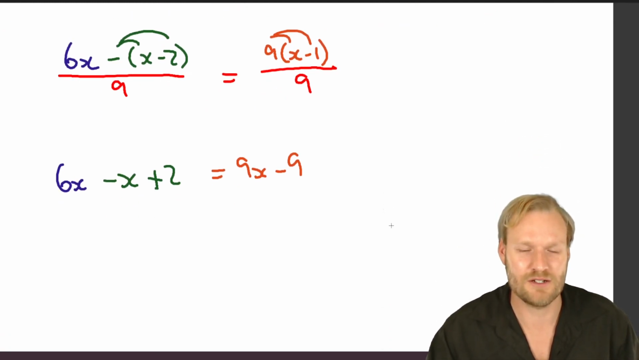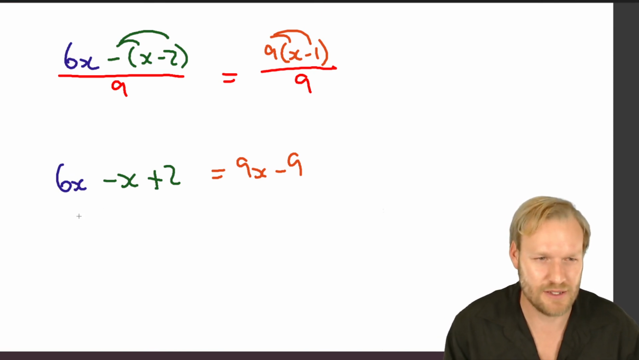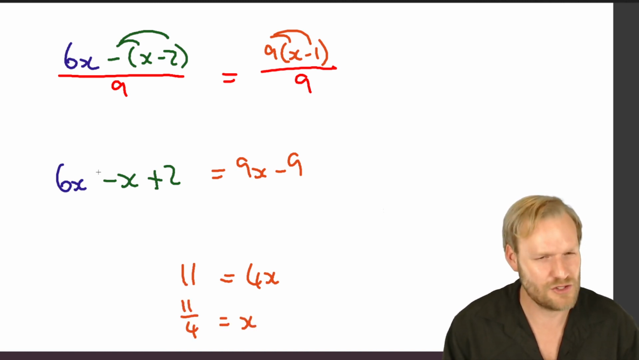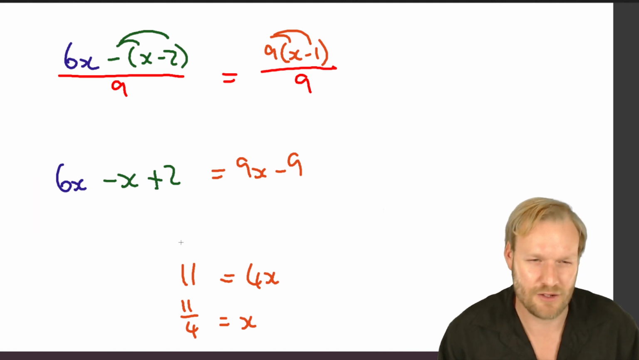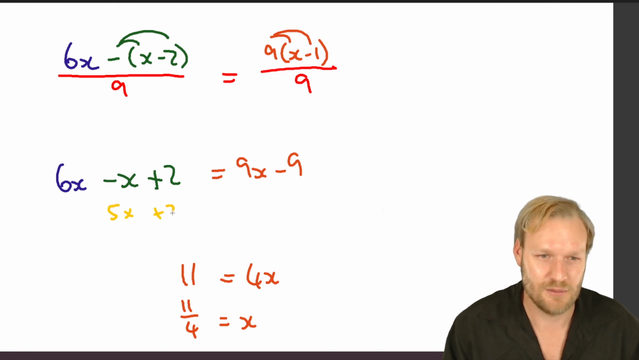Okay, so after all of that, what's your final answer for x? Okay, well, let's do it. 6x minus x is 5x. And that side's going to be 4x, right? 2 plus 9 is 11. So x equals 11 over 4. Let's just check. I seem to be skipping a few steps along the way. 6x minus x is 5x, plus 2 equals 9x minus 9.